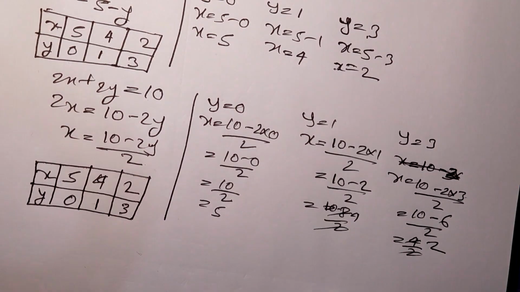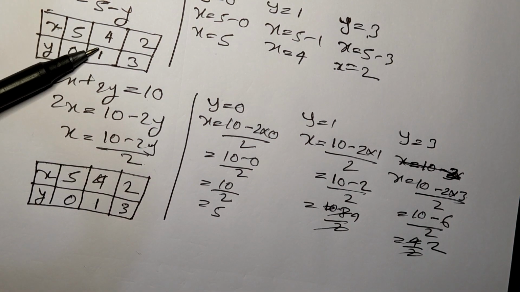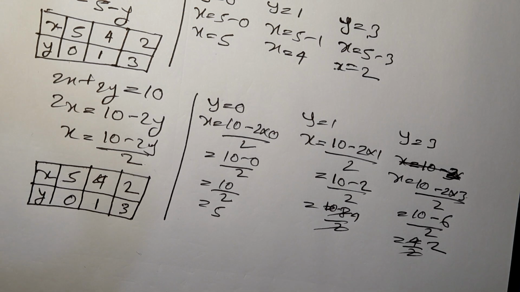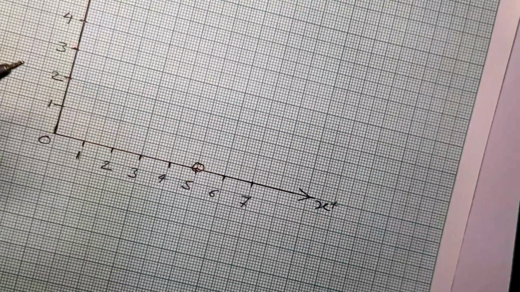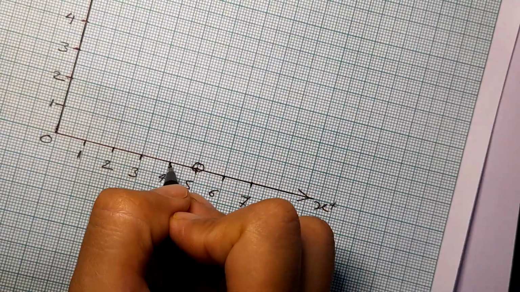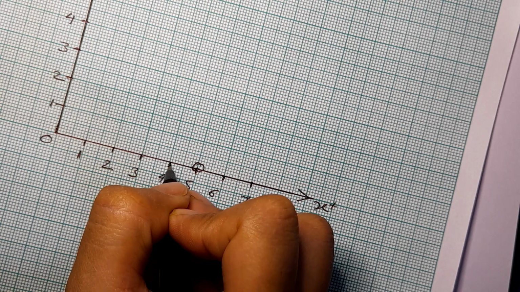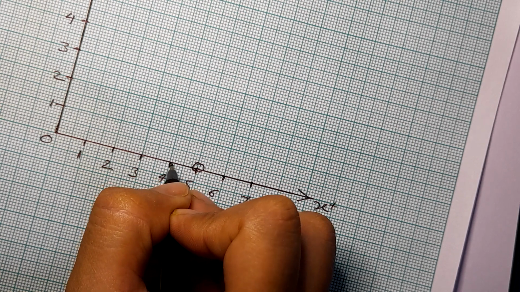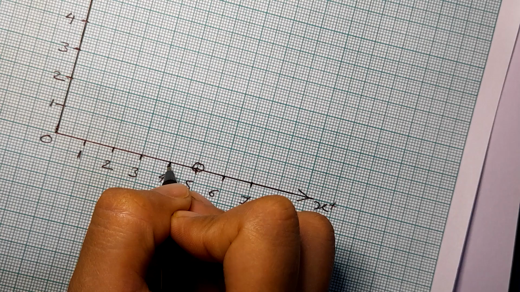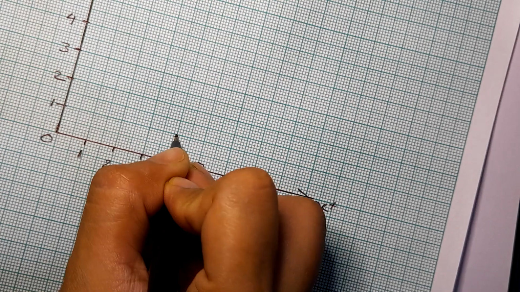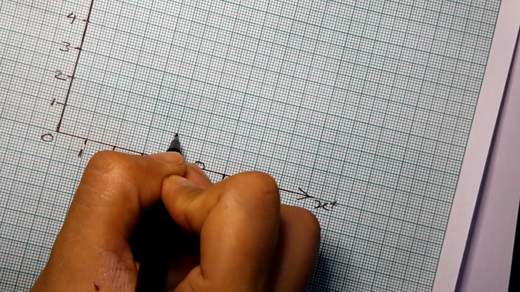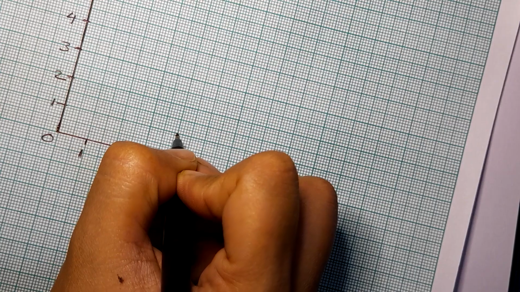Then for the second point, we have 4, 1. X is 4 and y is 1. After x is 4 here, for the y, go up and stop at 1. So x is 4, y is 1 here. See, this is the y 1, so it will stop here. So this is another point.